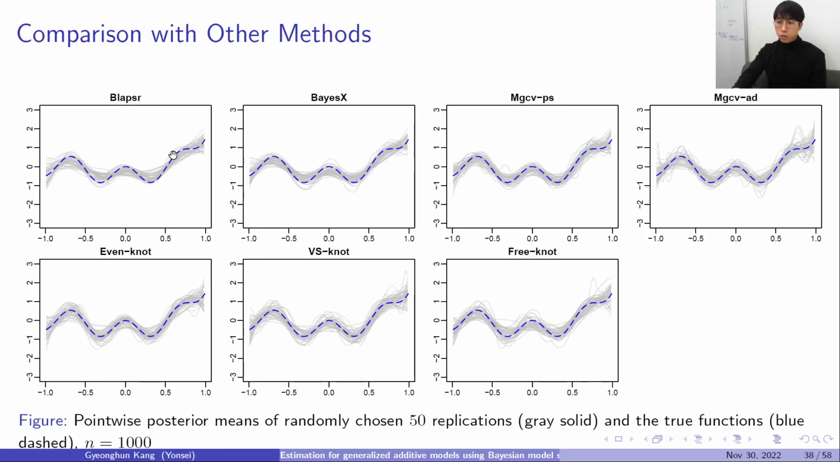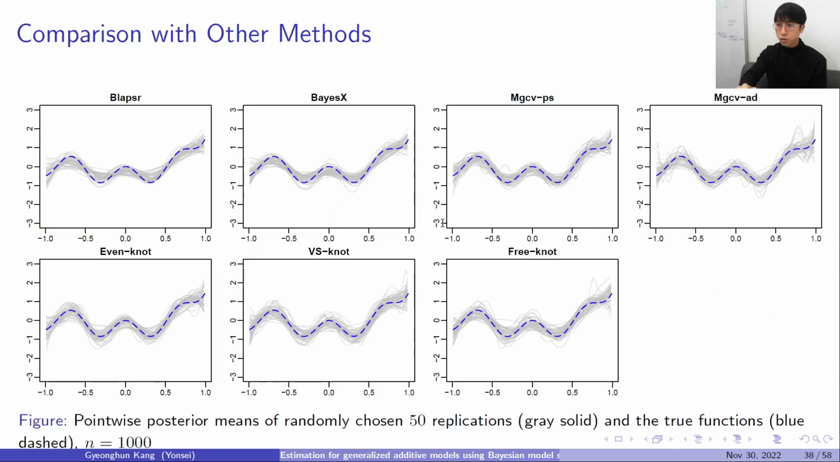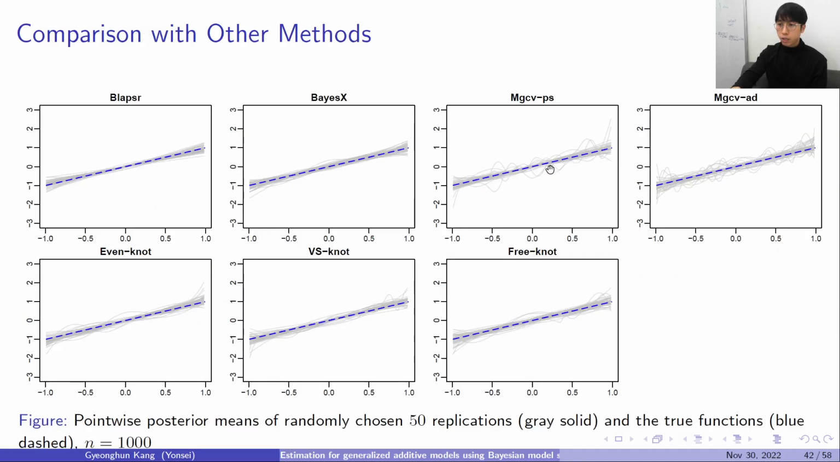So the result is that the BLPSR-based methods tend to be overly smooth. They don't seem to capture the curve here, right? And that also holds here. And also for this function, they fail to capture the variations here. But MGCB tends to do better, right? It appears better here and also here. But in terms of estimating the linear function, MGCB tends to produce an unnecessarily complex function.